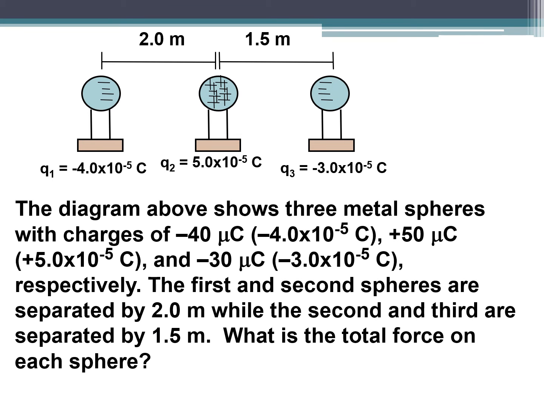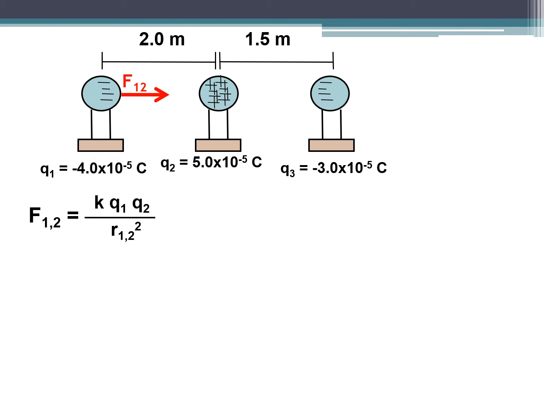Next one, we got a diagram that shows 3 metal spheres, one with a negative 40 microcoulomb charge, a positive 50 microcoulombs, and negative 30 microcoulombs respectively. The first and second spheres are separated by 2.0 meters, while the second and third spheres are separated by 1.5 meters. What's the total force on each sphere? In order to figure out the force on any sphere, we got to take all the forces that we have and add them all together.